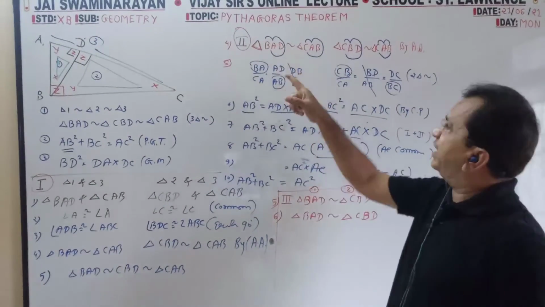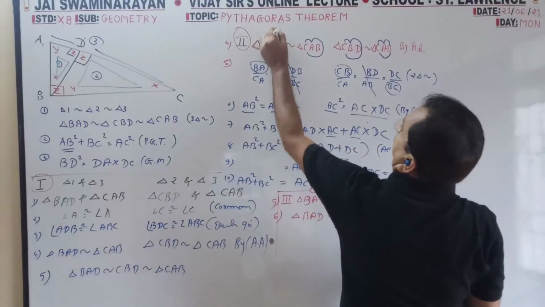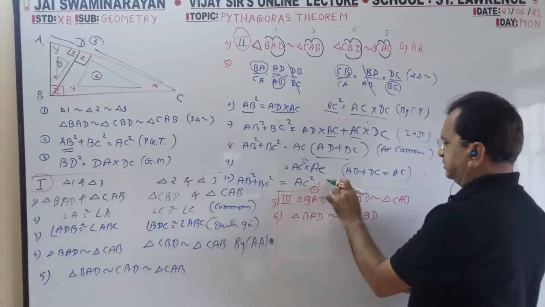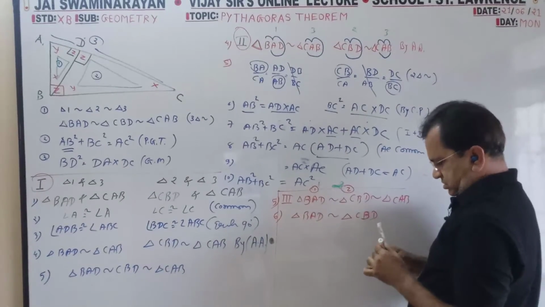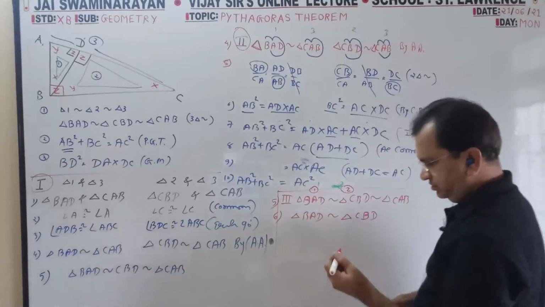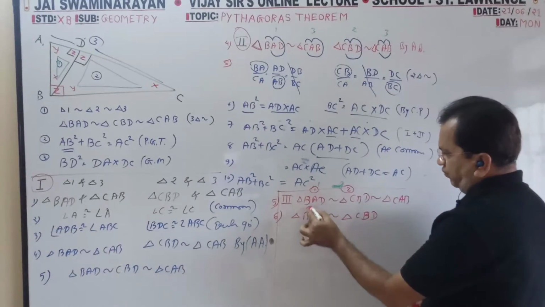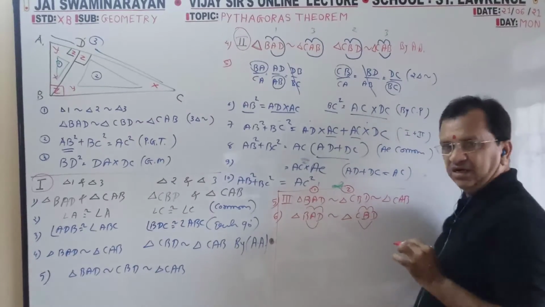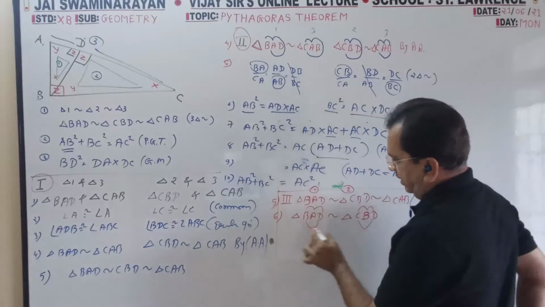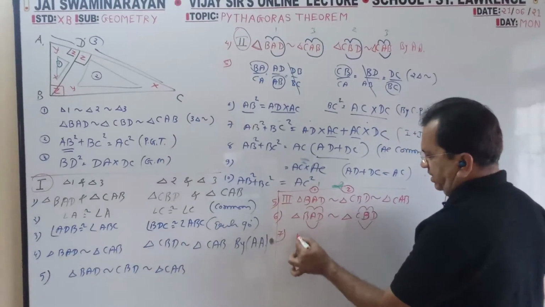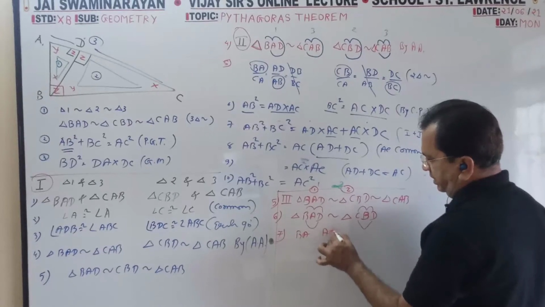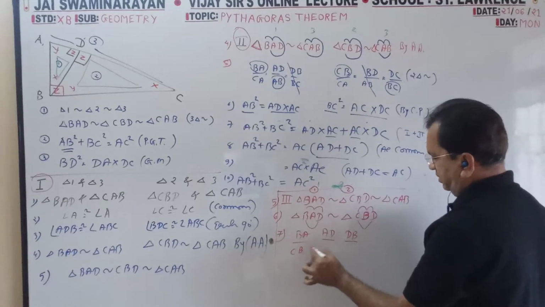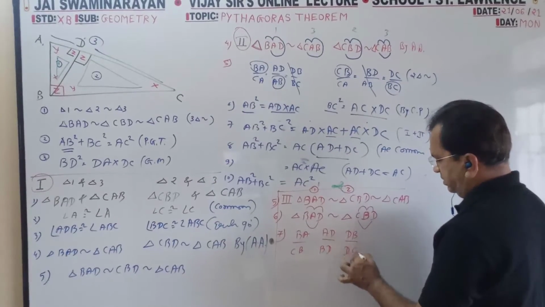Again, here I have selected first and third, second and third. Here I am selecting first and second. Now write the ratio. First, second, third, third, first. Heart shape method. BA, AD, DB over CB, BD, DC.